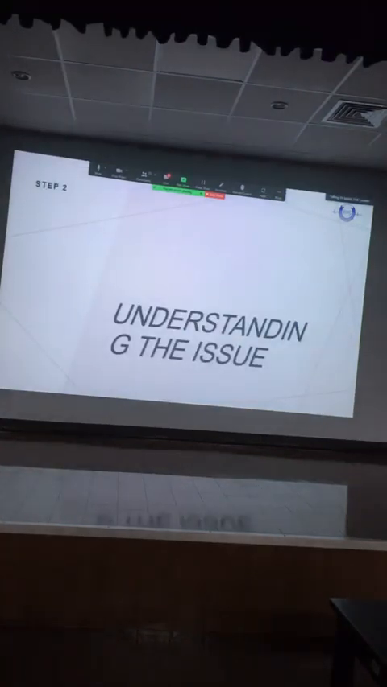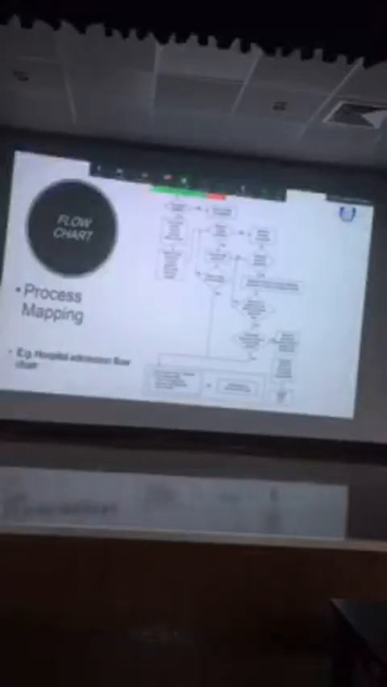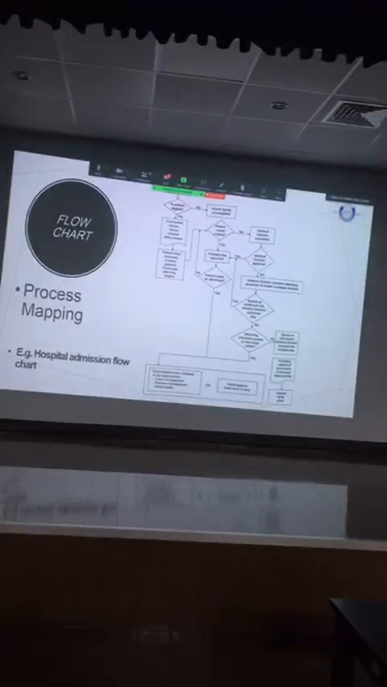So next step, after you decide what project you're going to do, now you want to understand the issue. How do you understand the issue? This is where the quality department comes in. These things sound simple on paper, but execution needs someone who's expert in quality. So how do you do it? You start with a flow chart, or what we call process mapping.